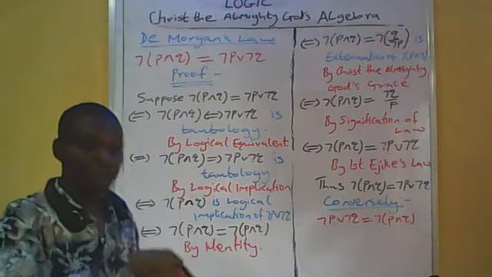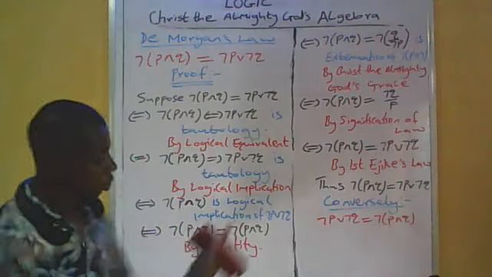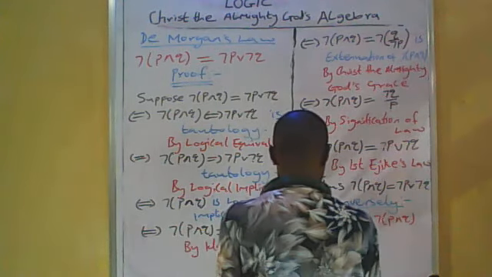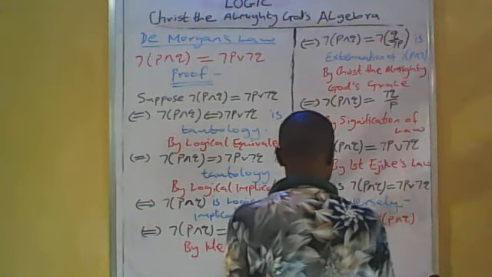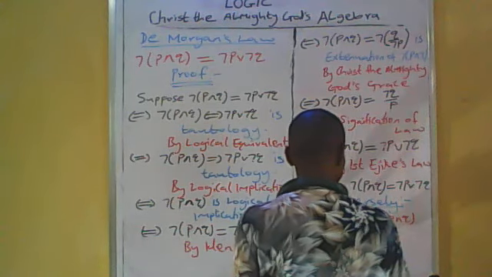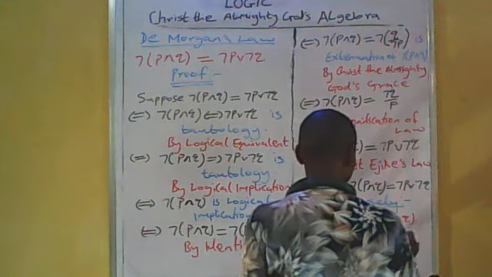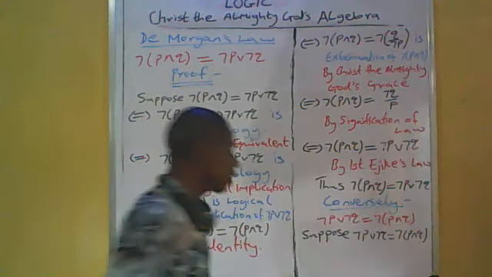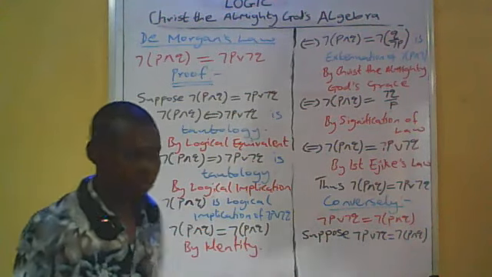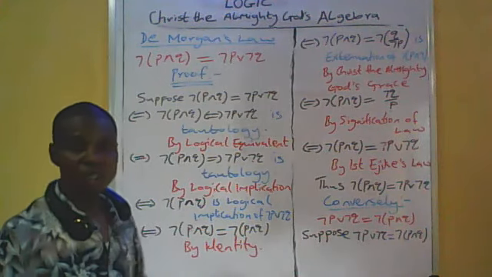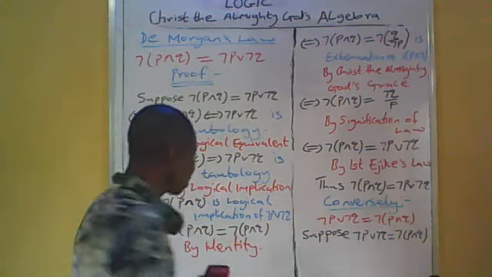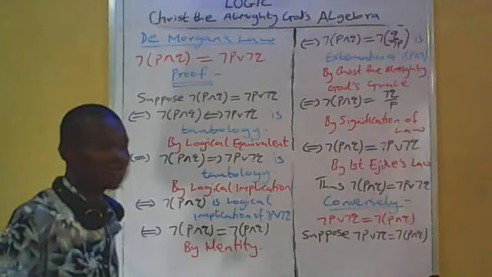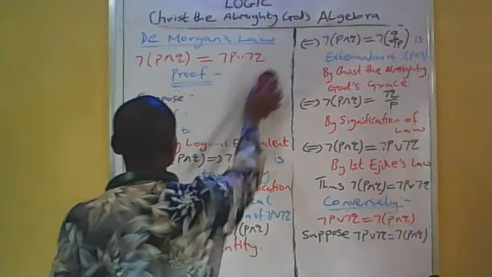So you want to prove that the converse also holds. So you say that suppose not P or not Q is equal to not bracket P and Q. So we assume that the statement is true. We assume that the statement is true. So if it is true and it's also our hypothesis, we'll continue to this side.